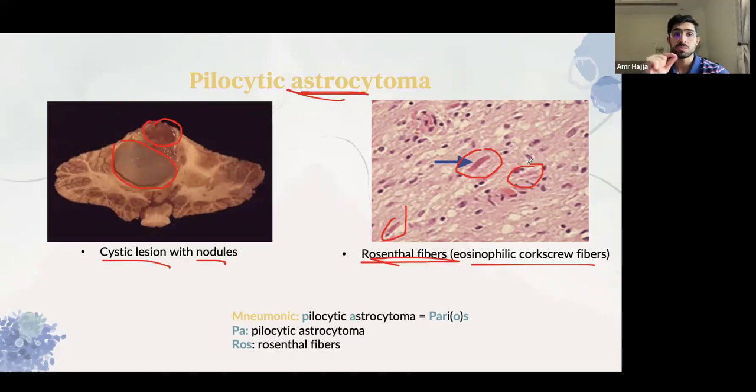What other adult tumor arising from astrocytes stains GFAP positive as well? It's glioblastoma multiforme. So we have glioblastoma multiforme and pilocytic astrocytoma. Glioblastoma multiforme grossly crosses the midline, while pilocytic is basically a cystic lesion with nodule. For the histopathology, glioblastoma multiforme has pseudopalisading around the central necrosis. And then in pilocytic astrocytoma, we have the formation of Rosenthal fibers.